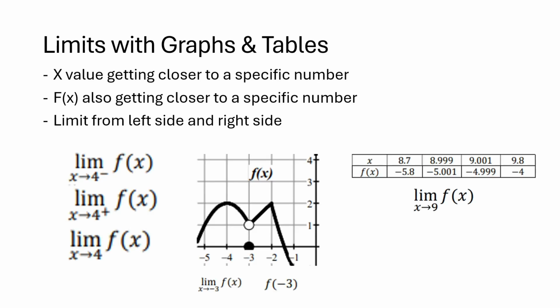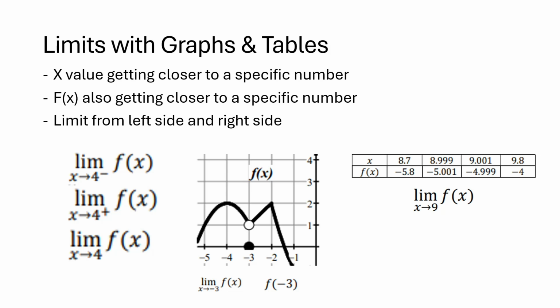With limits, we can also use graphs and tables to find what number is being approached. So as the x value is getting closer to a specific number, f of x is also getting closer to a specific number. We also need to take into account the limit from the left and right side. So in this case, you can see on the left side, we have the limit as x approaches 4 with the minus symbol. That means to the left. Then we have limit as x approaches 4 with the plus symbol. That means from the right. If there's no symbol, that means it's approaching from both sides.